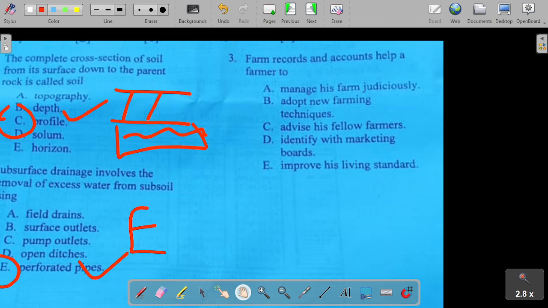Number 3, it's a farm account. Farm record and account help a farmer to manage his farm, usually adopting farming techniques, no, advise his fellow farmer, no, identify marketing, but in person, no. The answer is A. Number 3 is A.